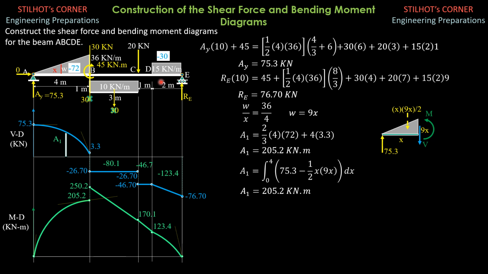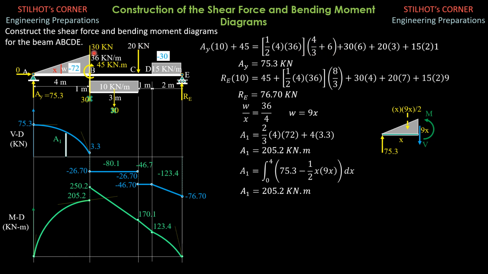So summation of moments about E equals 0, clockwise positive. We have AY times 10. The length of AE is 4 plus 3, 7, plus 1, 8, plus 2, 10. Then plus the couple 45 kilonewton meter, equals this triangular load here, 1/2 of 4 times 36. It acts at the centroid, and that distance is 4/3 plus 6. So that's why you have here 4/3 plus 6.